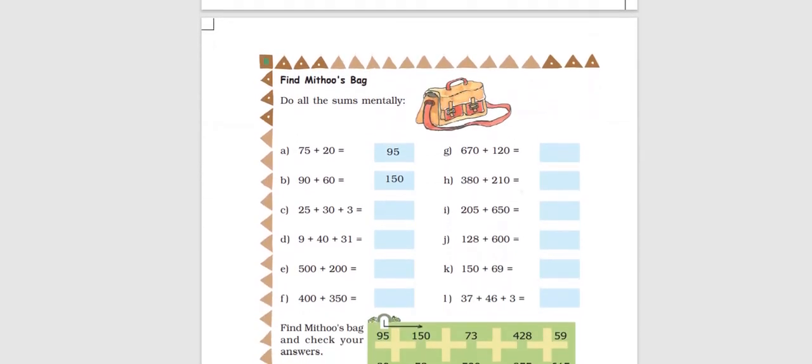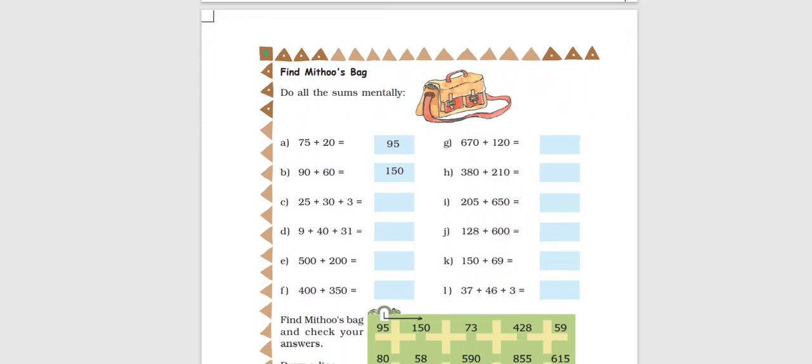Okay, now we have some more problems over here. Do all the sums mentally. Okay, 75 plus 20 is 95. 7 tens and 2 tens is 9, and 5 ones and 0 ones is 5. That is 95. 90 plus 60. You have 9 tens and 6 tens is 15 tens, so 150. You don't have any ones, so that is 0 ones over there.